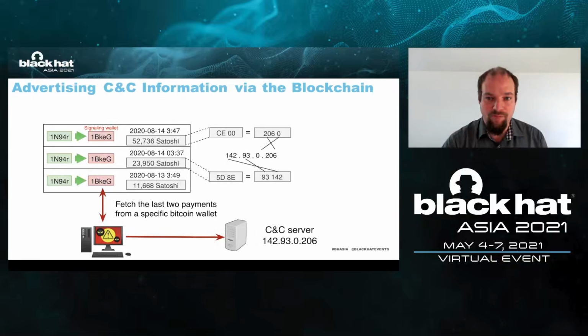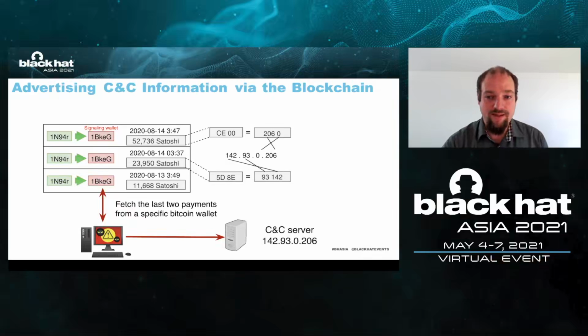If we have the entrainment amount of 23,950 Satoshis, and we translate this into hexadecimal, that is 5D8E. We chunk this up into two parts, and we again translate this back into a numerical value: 93 and 142. We now have the first two parts of the IP address if we flip these two values. Let us look at the second transaction value, 52,736 or CE00. Again, you split it up, you get 206 and 0, and you flip these two values to get the second part of the IP address.